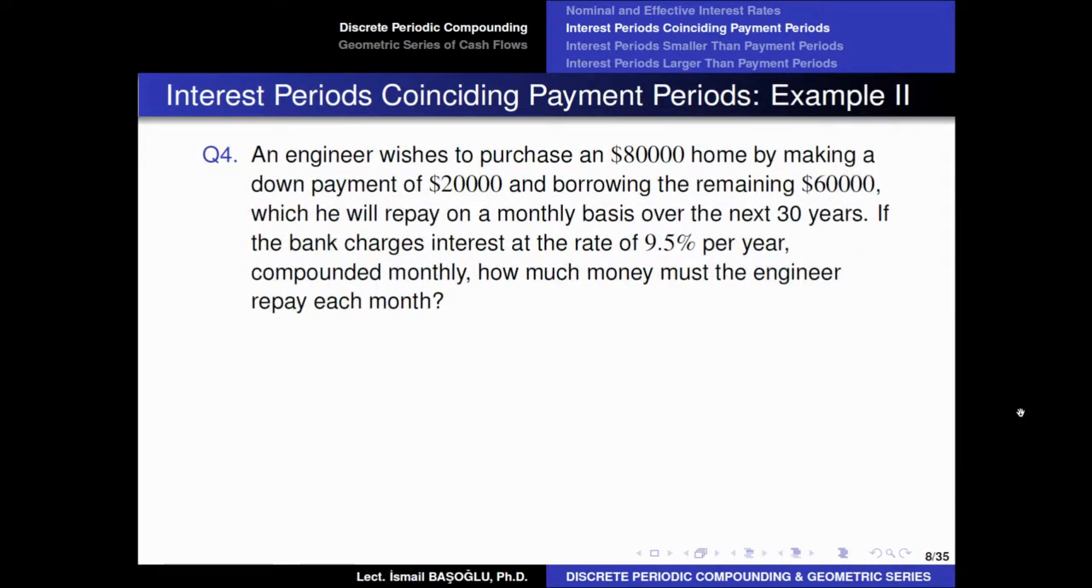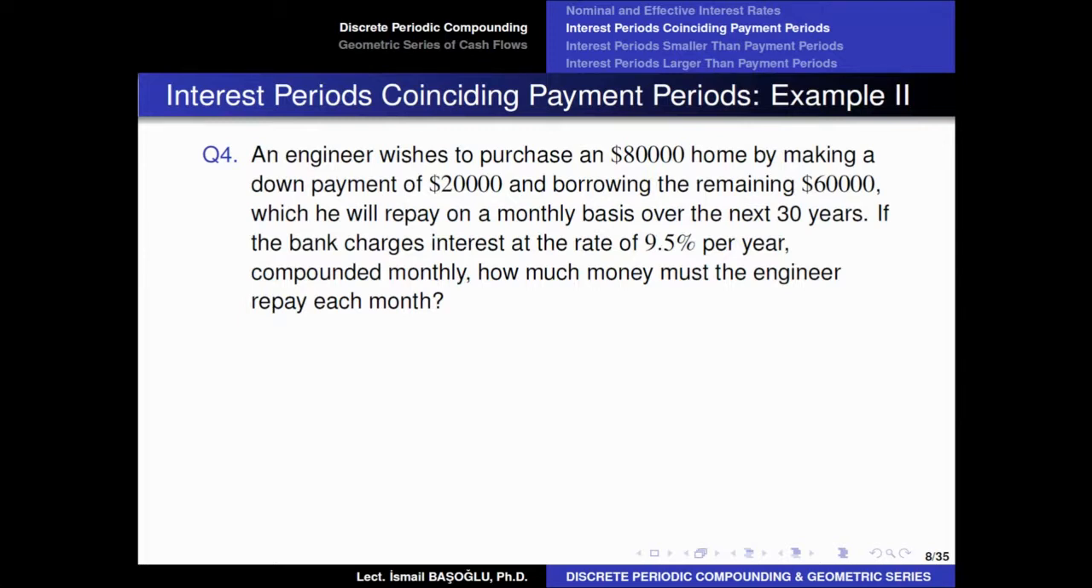Now, this is going to be your last question about the interest periods coinciding with payment periods. The next two problems are going to be much harder. So let's solve this for the final time, and then we are going to focus on the other problems.